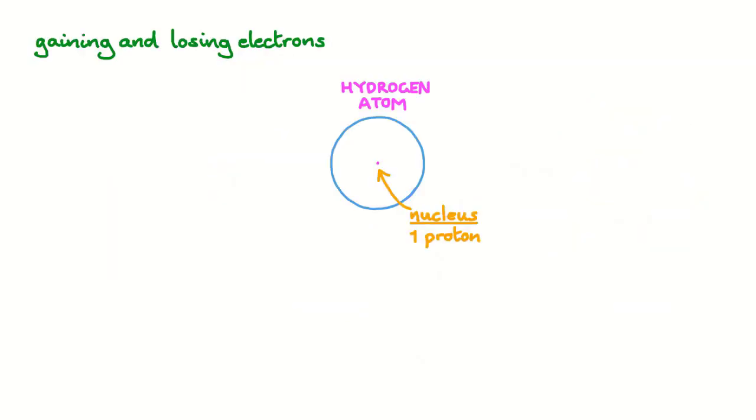An atom of hydrogen typically has one proton and no neutrons in its nucleus, and a single electron in its electron cloud. To help us keep track of the electrons, we can use an electron shell diagram, with one electron in the first electron shell.